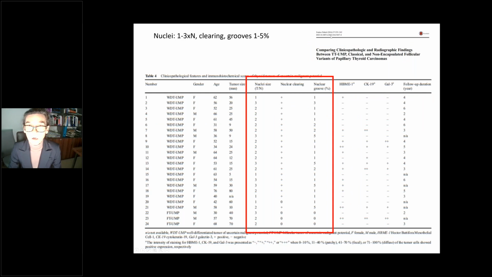When we go to the second publication about uncertain malignant potential tumors, published by a Turkish group, we can see that the analyzed nuclear size was normal, or 2 or 3 times bigger than normal cells. Nuclear clearing was present in almost all tumors, and nuclear grooves were present in 1 or even 5% of tumors.